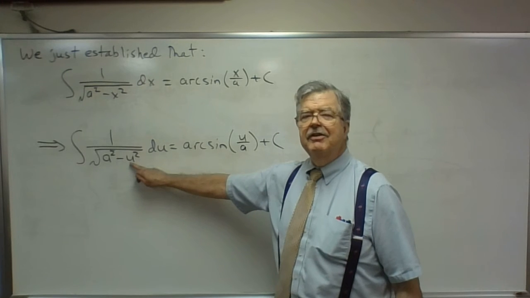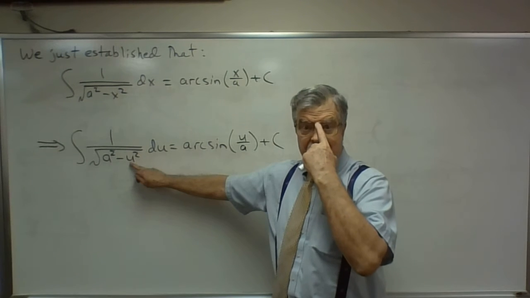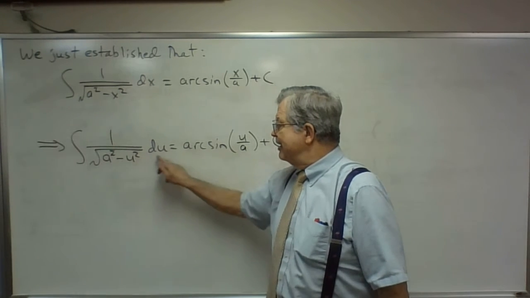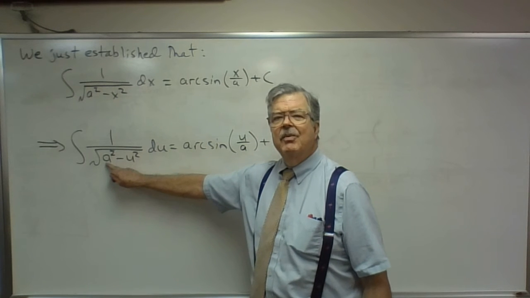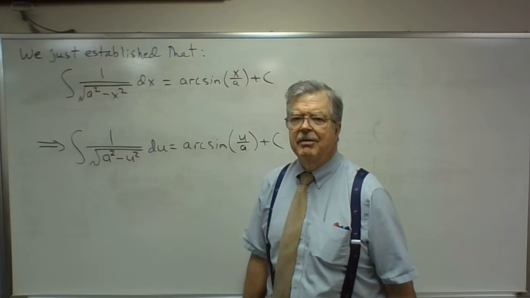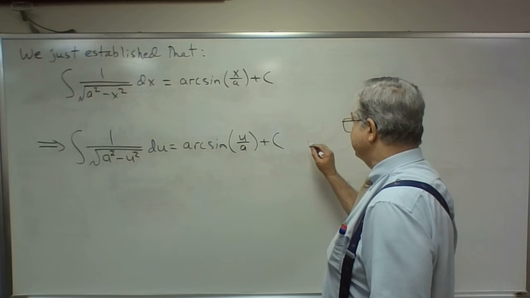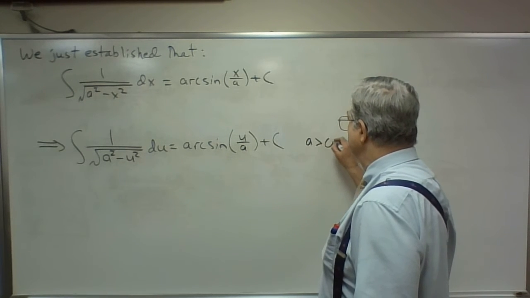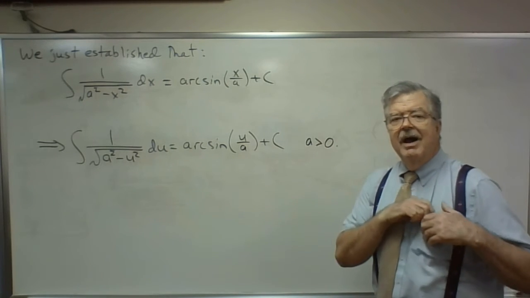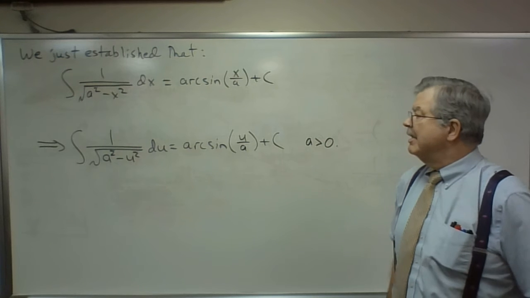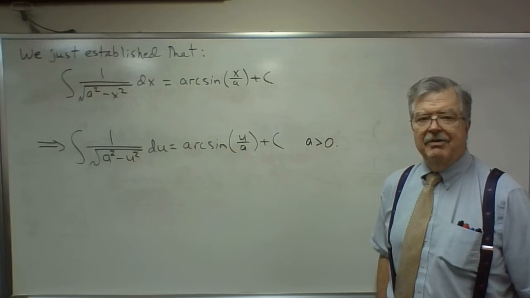What happens if this isn't x squared? Maybe it's a function of x squared. Okay, so we have u instead of x, and this is what we get. What happens if this isn't a 1? It's some other positive number. This is what we get. Now, we did remember that we agreed that a was greater than 0. No big deal. So this is the first of the integral formulas that we're generalizing.